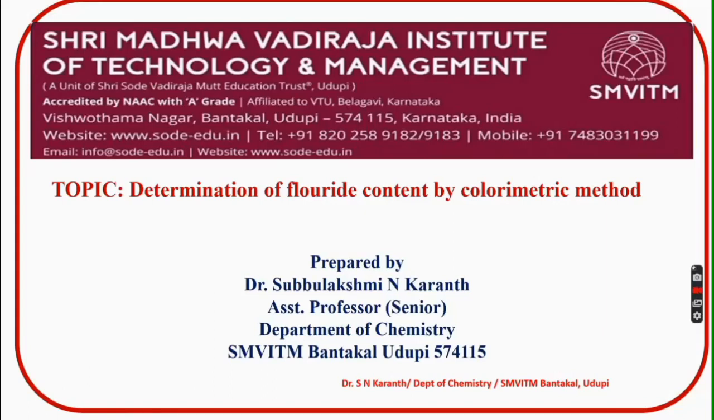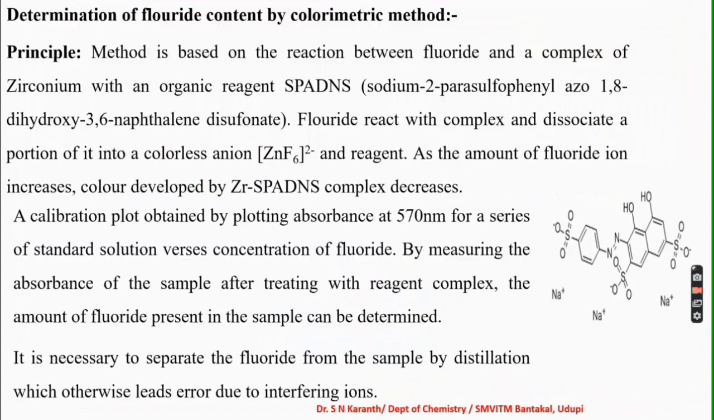This video covers the theoretical explanation about the determination of fluoride content by the colorimetric method. The fluoride which is present in water can be determined by a spectrophotometric or a colorimetric method. The basic principle involved in the colorimetric method is the reaction between fluoride and a complex of zirconium with an organic compound called SPADNS.